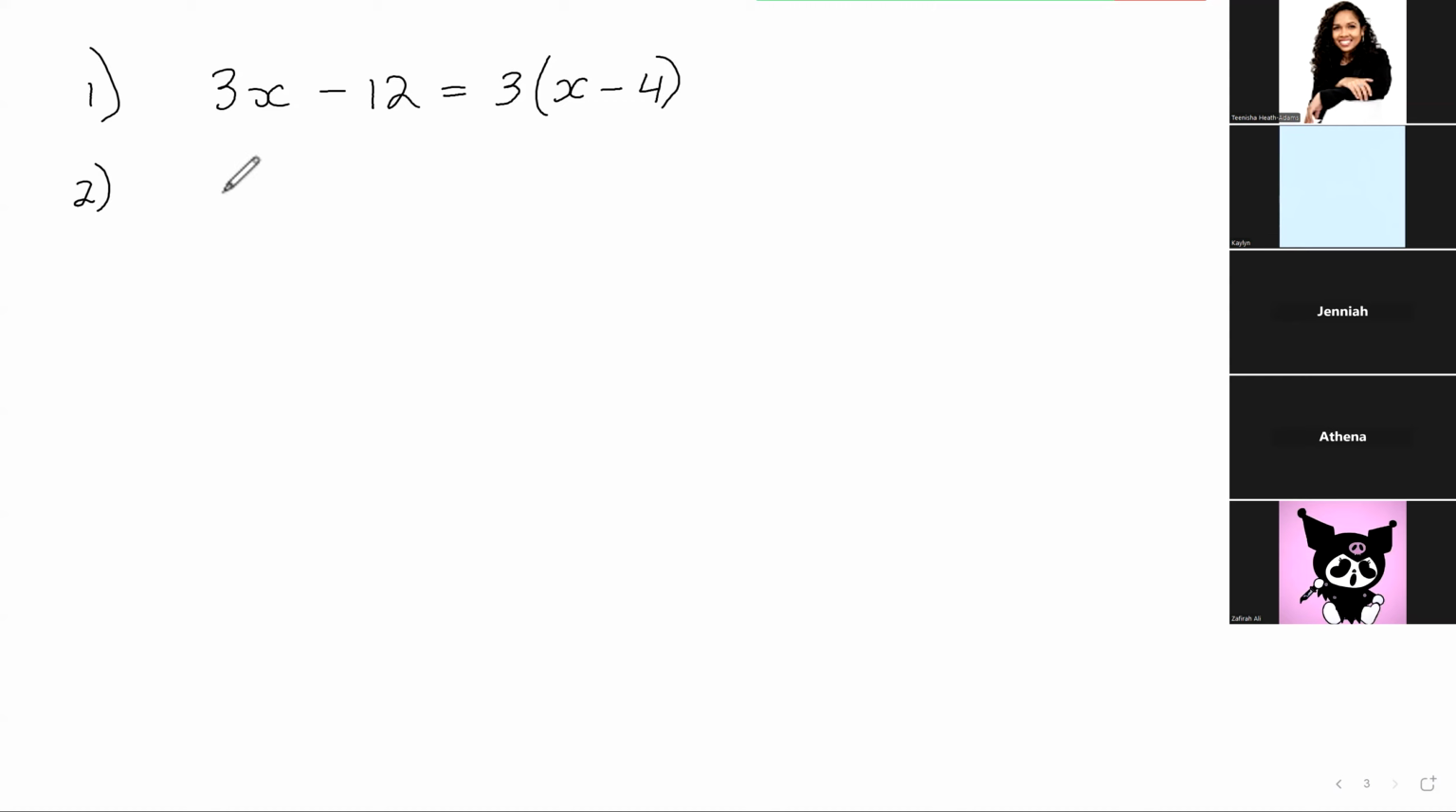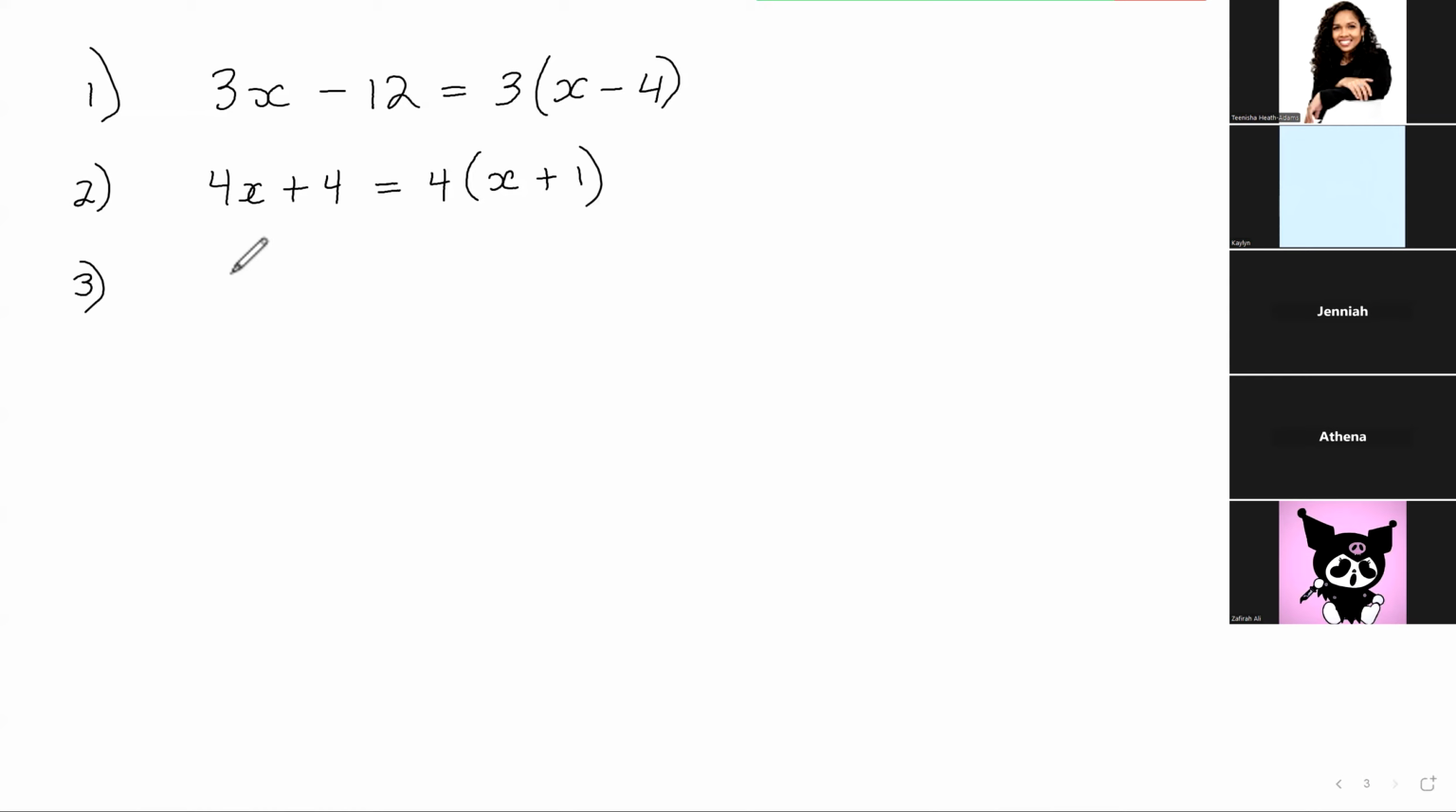Janaya, what about 4x plus 4? What's the common factor there? 4. Yes, 4 is the common factor. And what goes in the brackets? x plus 1. 1 is correct because 4 times x is 4x and 4 times 1 is 4. That's correct, love. Thank you.